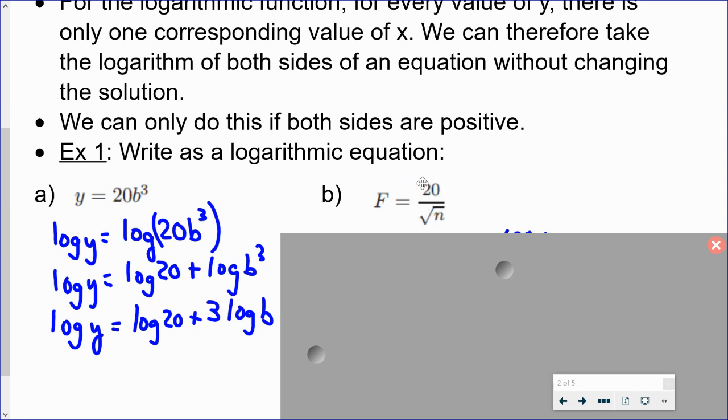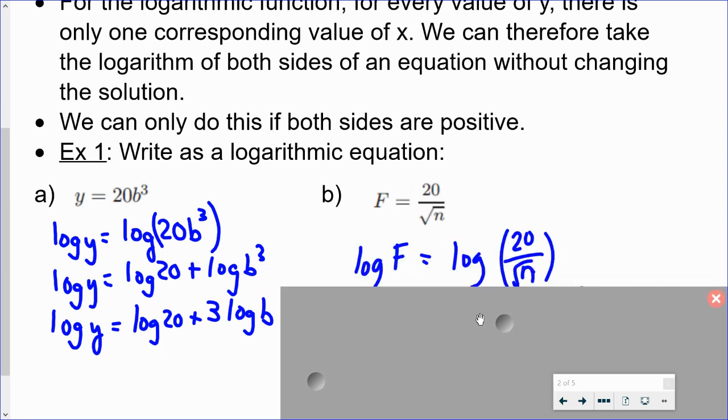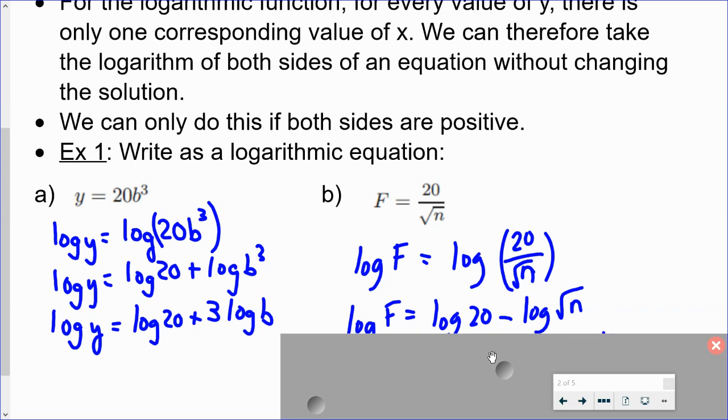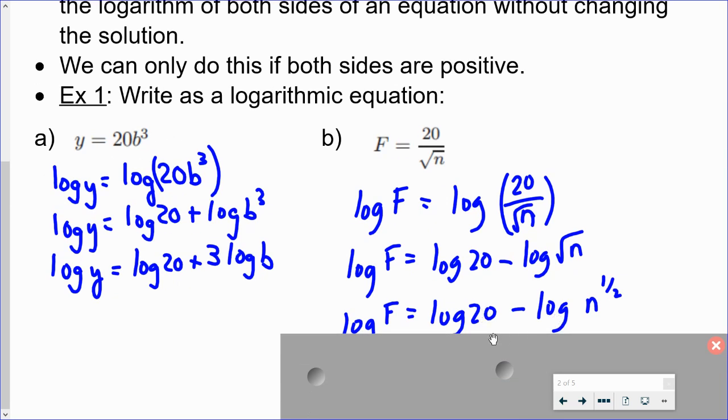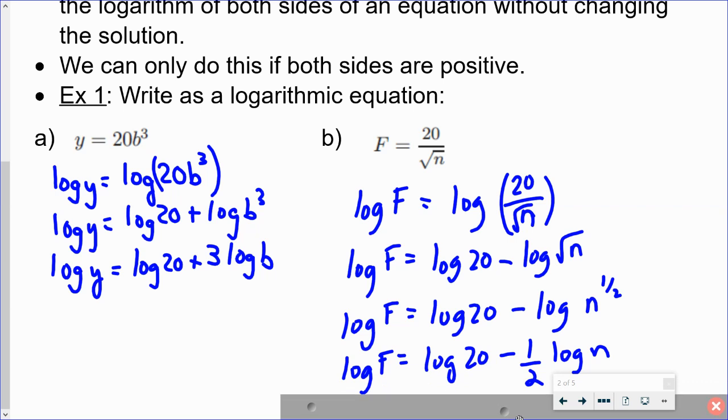Likewise, if we have this expression here, we can take the log of both sides. So log of f equals log of 20 over root n. Then I can use the subtraction law to say this is the same as log of 20 minus log of root n. If I like, I can rewrite this root n as n to the 1/2. And I could drop that 1/2 in front of the log n if I need to.